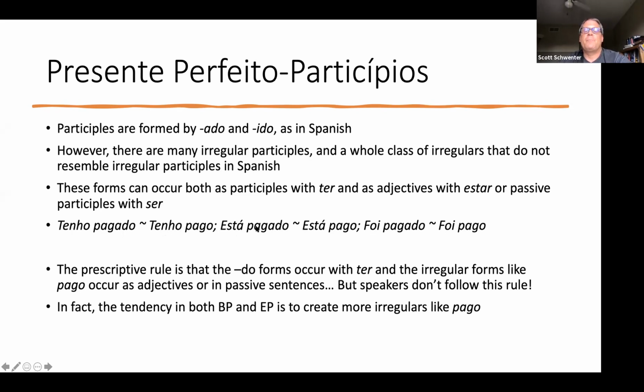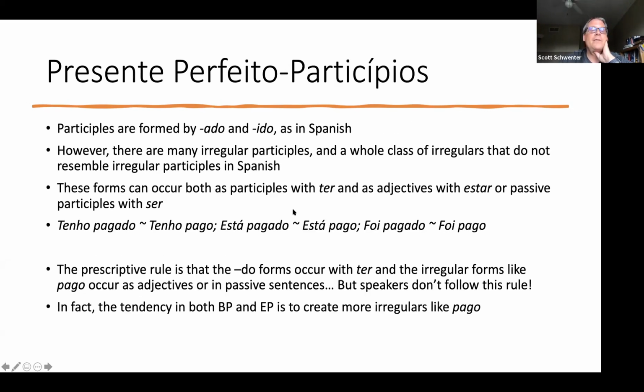So I've been paying is this one. It's paid, or it was paid, right? Foi is fue. So the prescriptive rule is that the do forms like pagado occur with ter, and the irregular forms like pago occur as adjectives or in passives. But again, speakers don't cooperate, and they use the irregular forms all over the place.